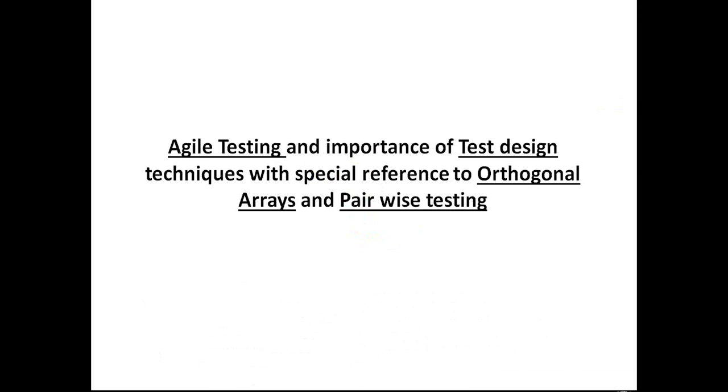The first one is Agile testing. Second is the importance of the word test design. Do we do designing in test? And is a test design technique called orthogonal arrays, or sometimes also known as pairwise testing, which has huge relevance in the subject that we are talking about, which is Agile software testing. All right, that's how we would do that. Let's proceed.